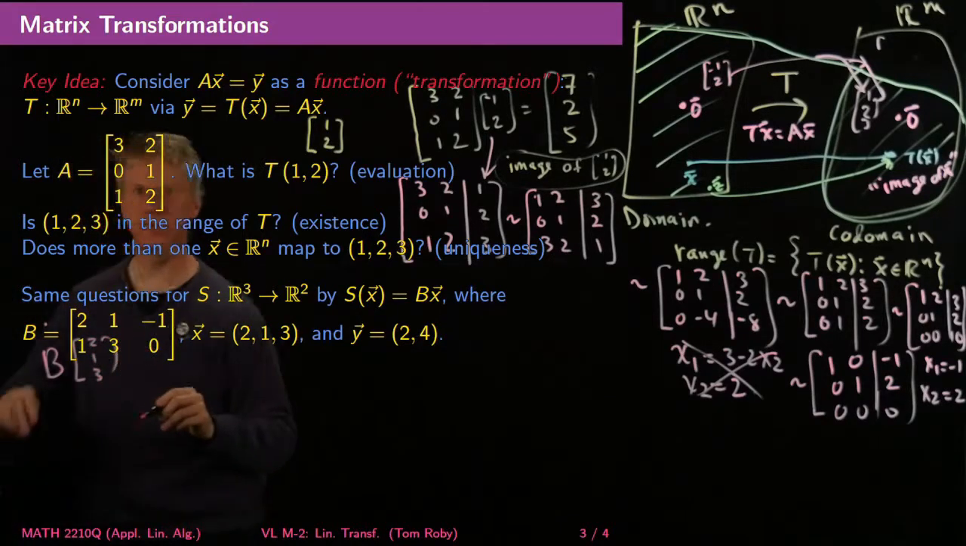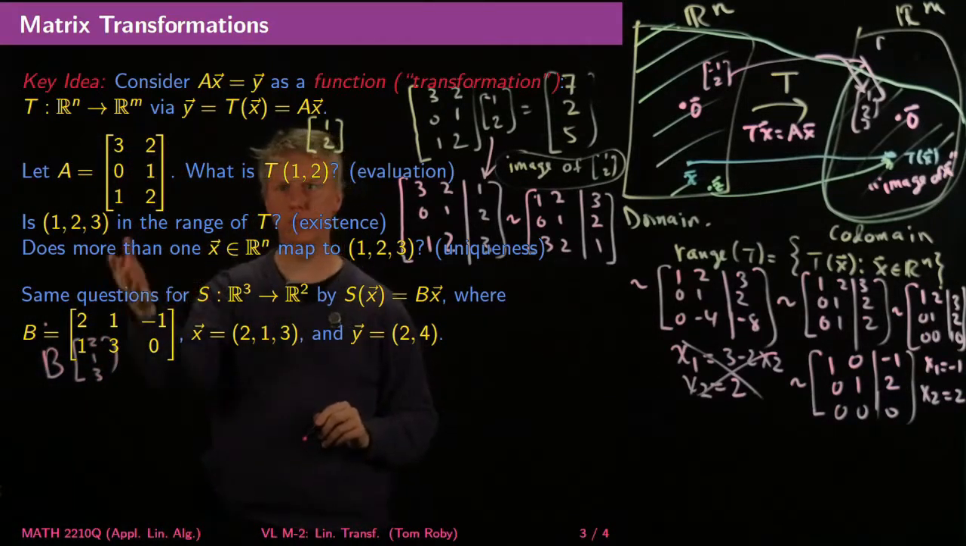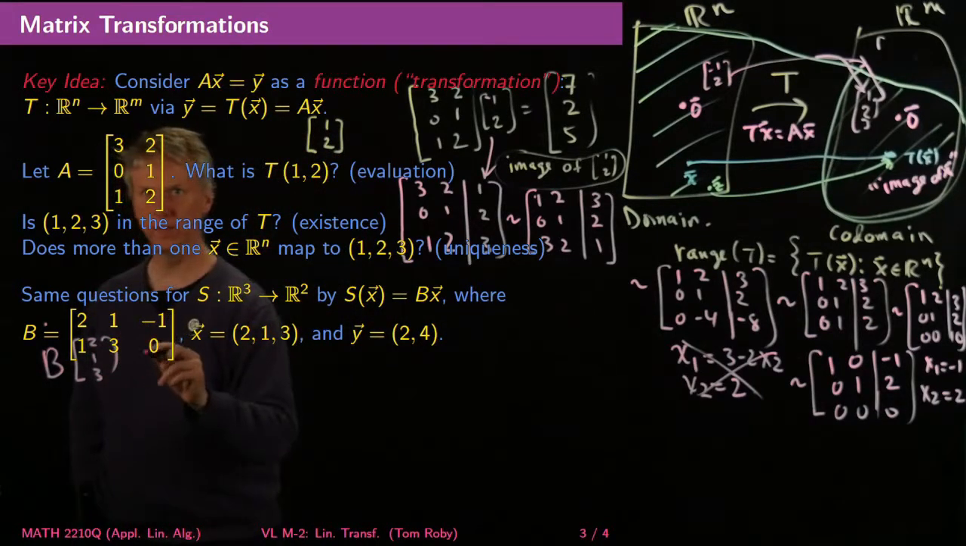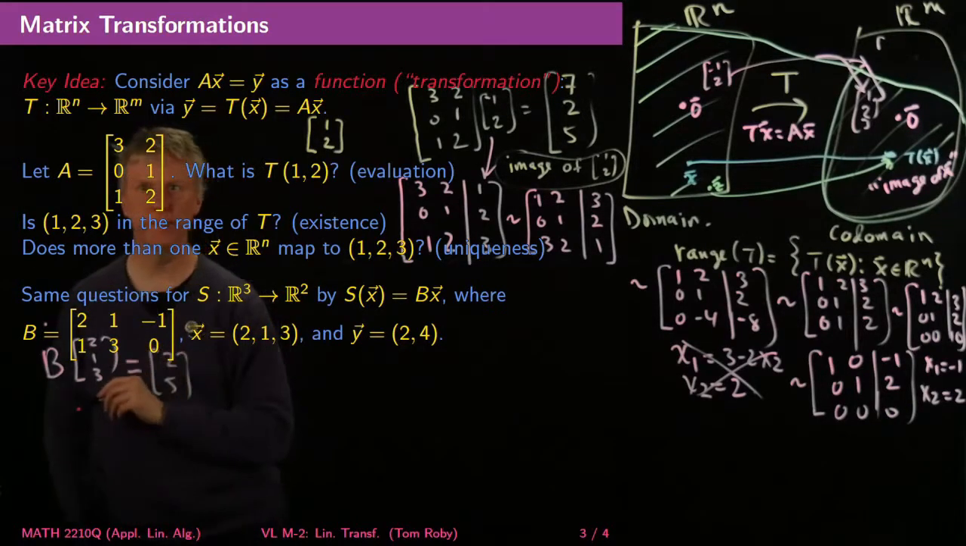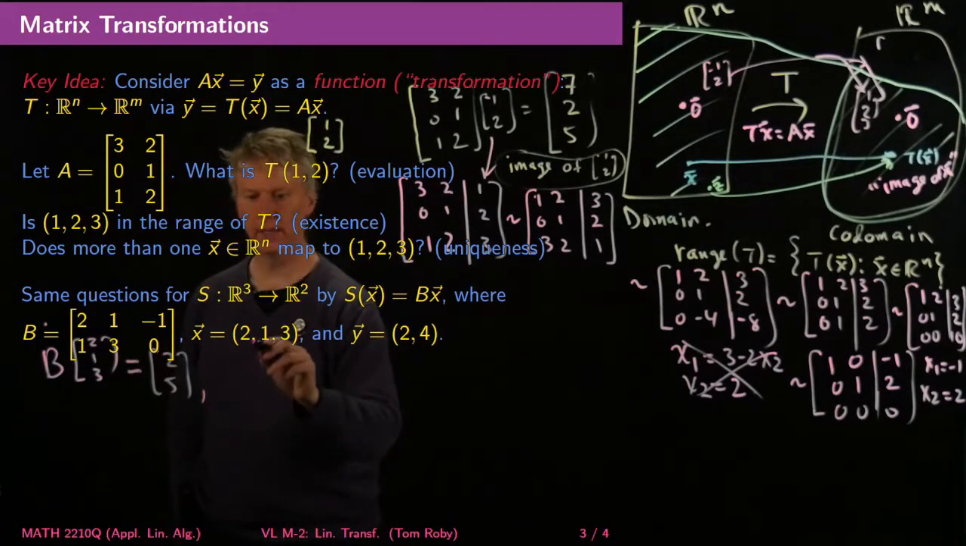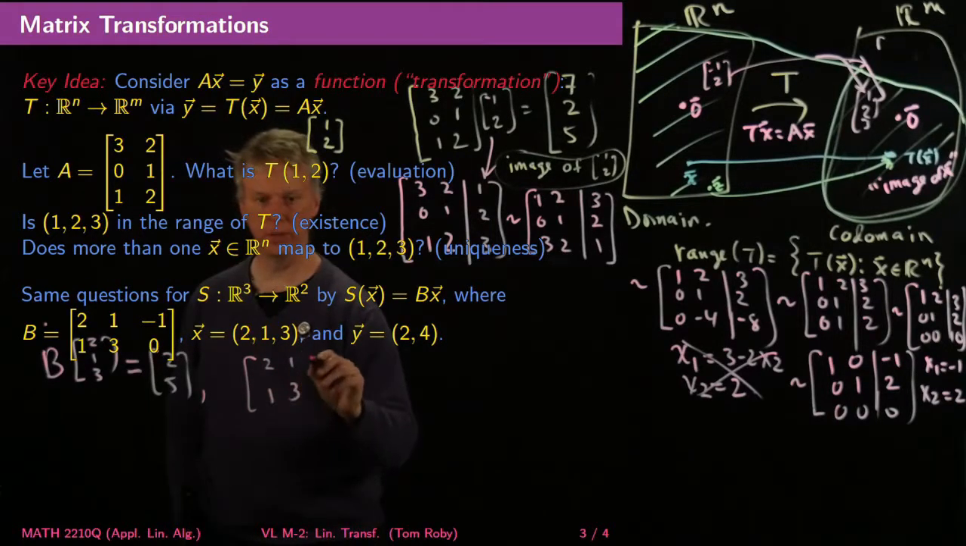See, now this is a 2 by 3 matrix, so it eats vectors of size 3. So you multiply by 2, 1, 3, you'll see that you get 2, 5. And if you go the other way, let's see. Now what we're trying to do is ask, can we solve 2, 1, 1, 3, negative 1, 0 is equal to 2, 4?